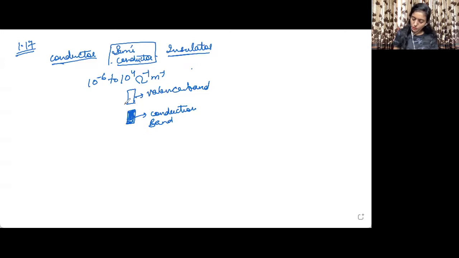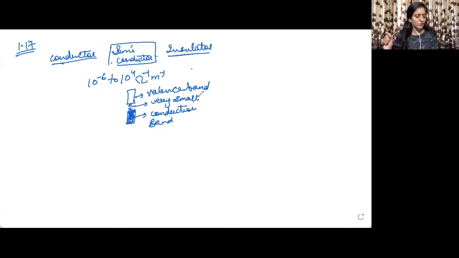And the energy difference between these two is very small. Very small energy difference. So because of the small energy difference, the electrons can jump from the conduction band to the valence band, and they allow the flow of electricity. Okay. Now let us move into the second part of this question.